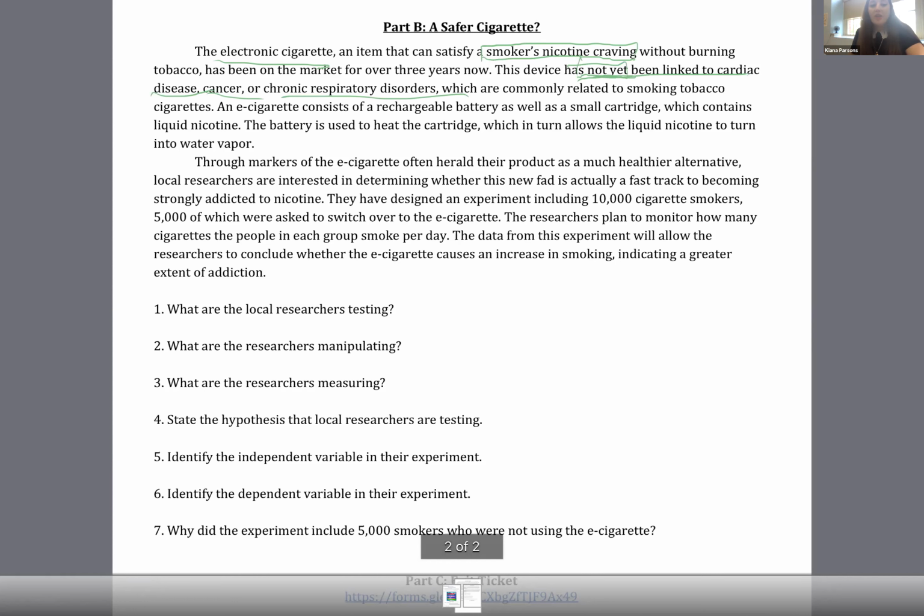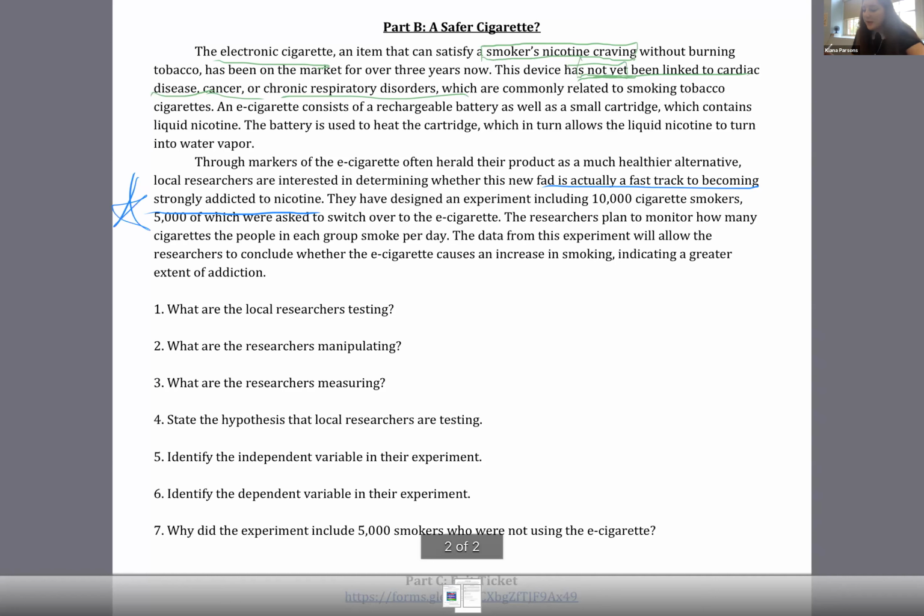So, though makers of the e-cigarette often herald their product as a much healthier alternative, local researchers are interested in determining whether this new fad is actually a fast track to becoming strongly addicted to nicotine. So their hypothesis is that although people are saying these e-cigarettes are healthier, actually it's going to make you more addicted to nicotine. And why do they say that?